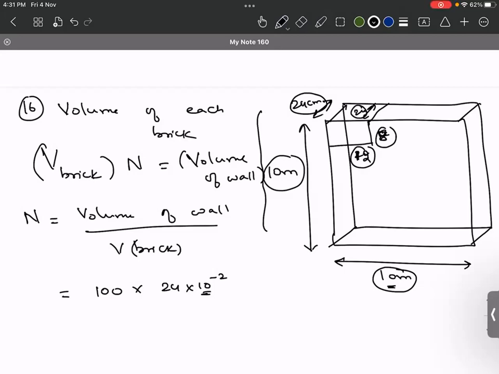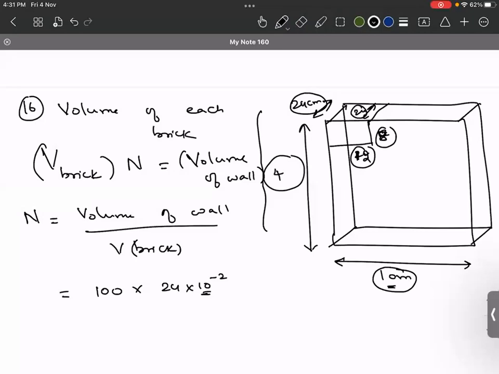Sir, the height is actually 4 meters. Height is 4. Yes, sir. One minute, wait. Height of the wall is 4 meters. Sorry. So height of the wall is 4 meter.